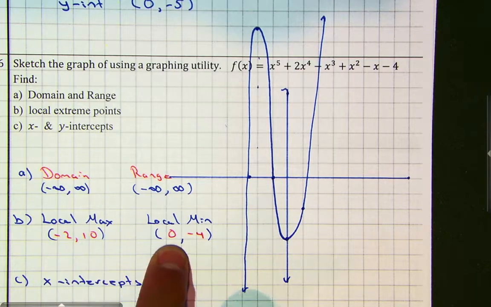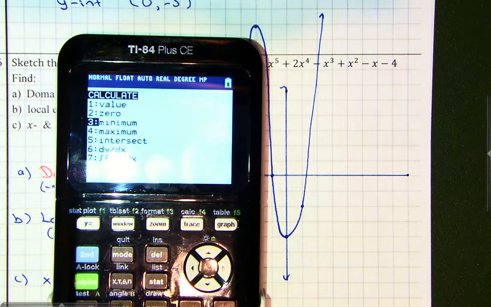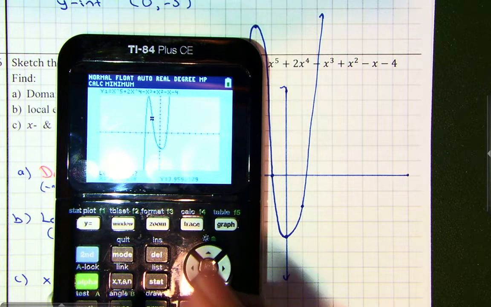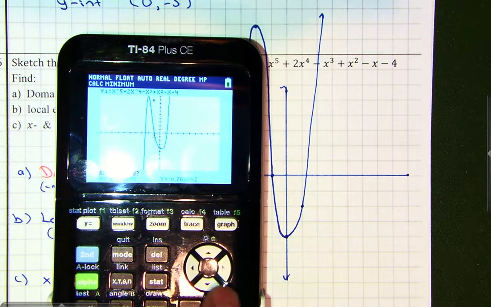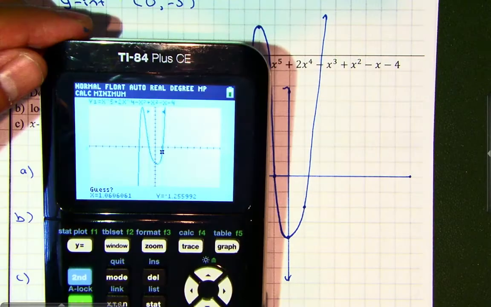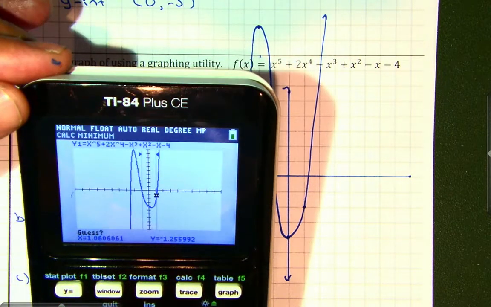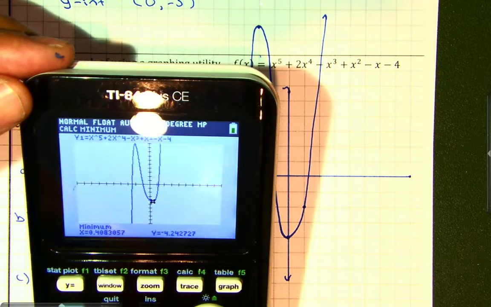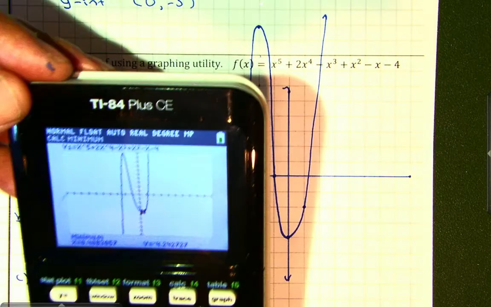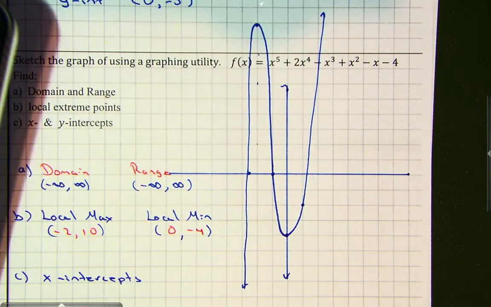And you can do the same thing with local minimum. You can calculate minimum. You just select a point on the left and on the right, and then a point in between. You can see those two dashed lines. Then it says guess, and I'm going to press enter, so that it knows the minimum is somewhere in between. And therefore that is my minimum, which is also not 0, -4, but that's close enough for us.